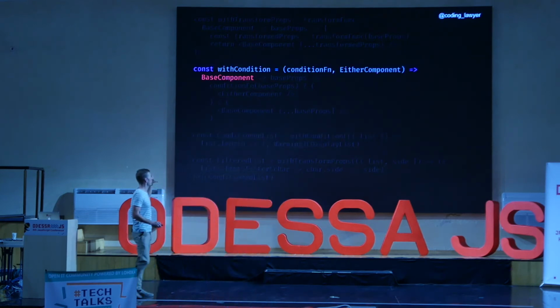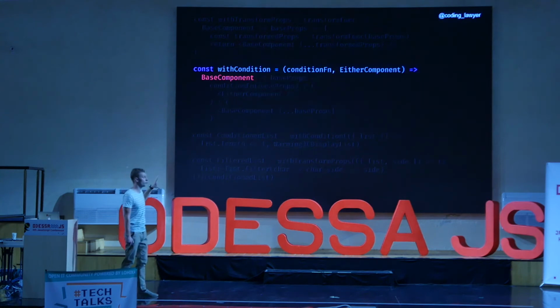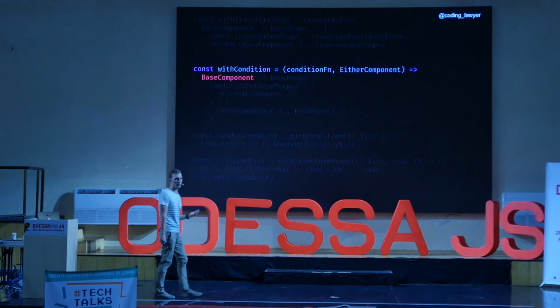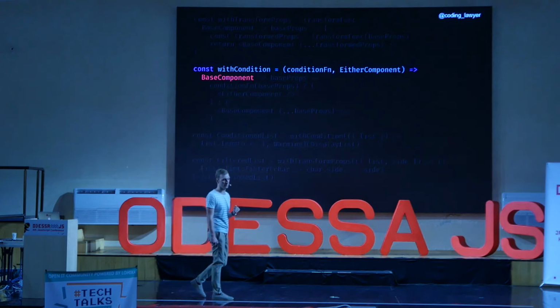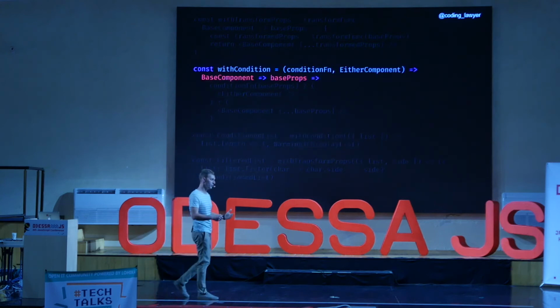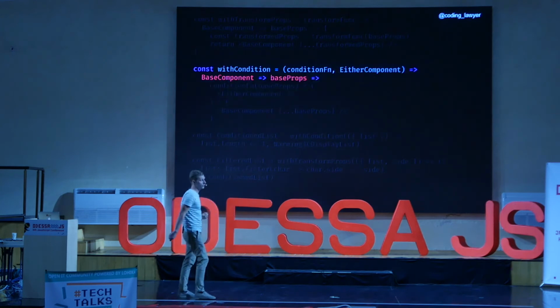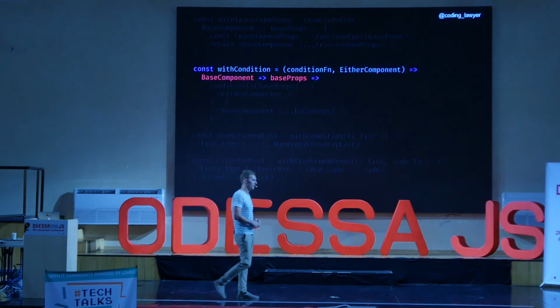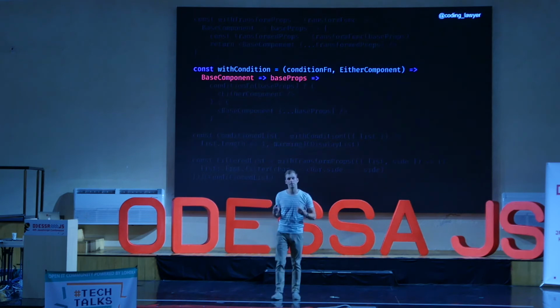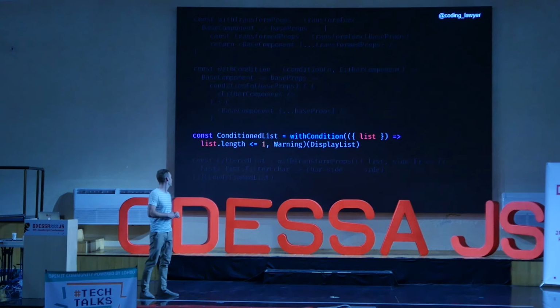Here, we have these two parameters inside a closure, and we get back a new configured higher order component waiting for the base component. So we pass it the base component, DisplayList. And when we do that, we have our DisplayList inside a closure, and we get back a new component waiting for the props, and we store it as conditionedList.